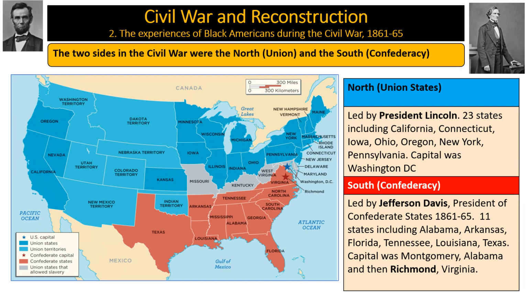Okay. So we're now going to talk about the experience of black Americans during the Civil War between 1861 and 1865. So as we've seen here, the two sides in the Civil War were the North, the Union, and the South, the Confederacy. Now the Union states were led by President Lincoln, and that included 23 states such as California, Connecticut, Iowa, Ohio, Oregon, New York, Pennsylvania, and the capital was Washington, D.C. In terms of the South, it's led by Jefferson Davis, and the states included Alabama, Arkansas, Florida, Tennessee, Louisiana, Texas, and the capital was initially Montgomery, Alabama, and then Richmond, Virginia.